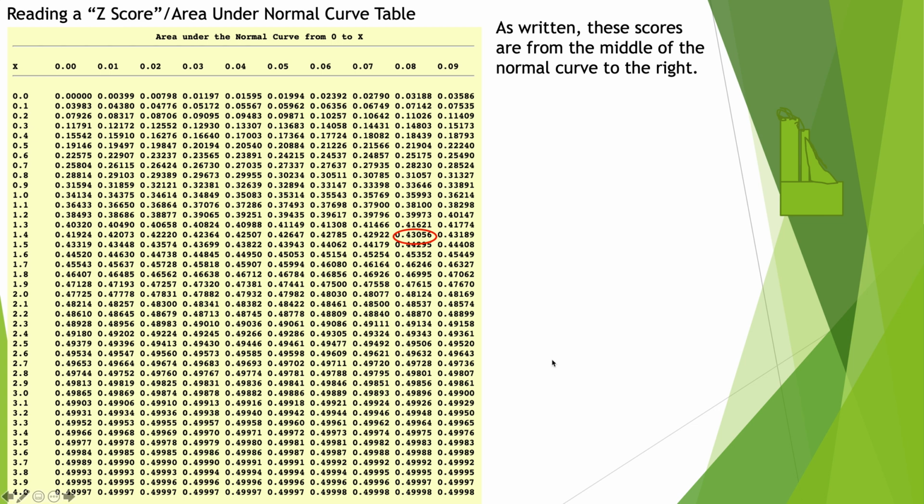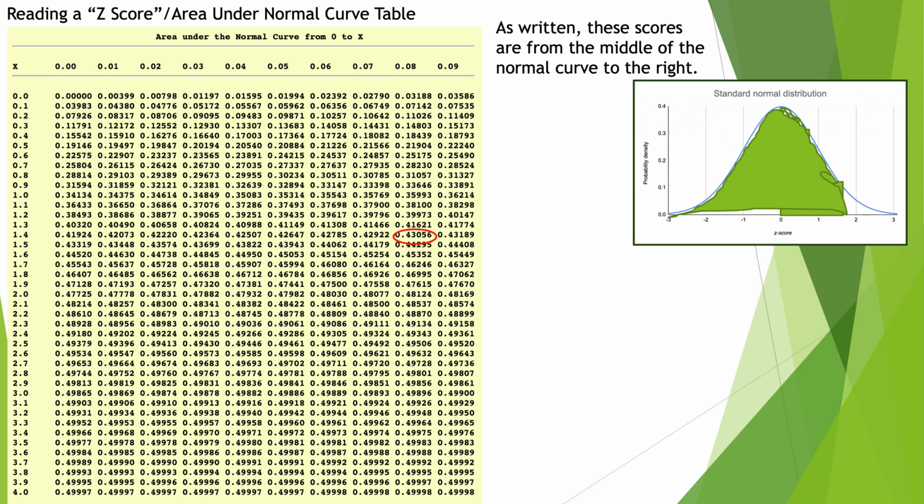Okay, so now we're going to try one from the beginning. On the last slide I taught, this time you do. So we're going to do a little stop and start. As written, these scores are from the middle of the normal curve to the right, and there's our normal curve that we typically start with.